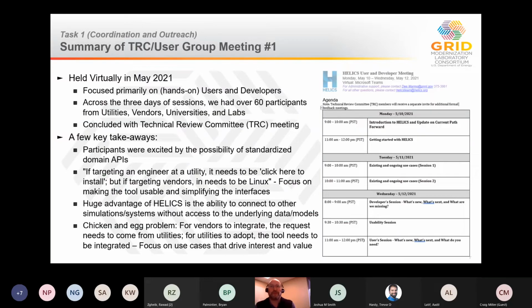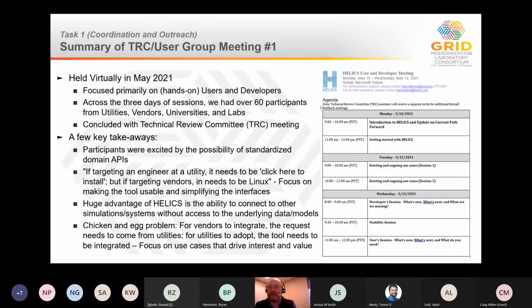And so first, I just want to summarize what we learned last year. Obviously, this is super high level. At the TRC user group meeting, there were a lot of key takeaways that we had. We tried to make it primarily focused on the users and developers and get your feedback.